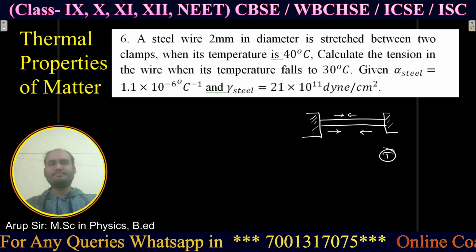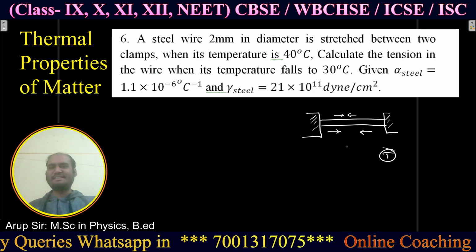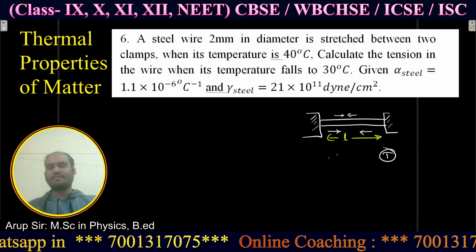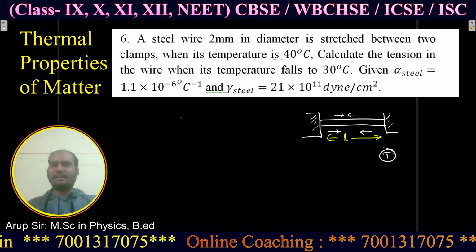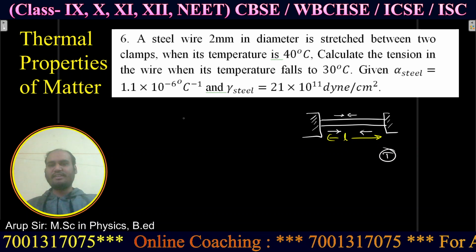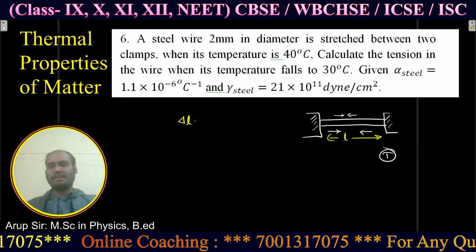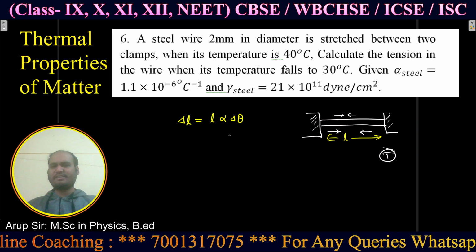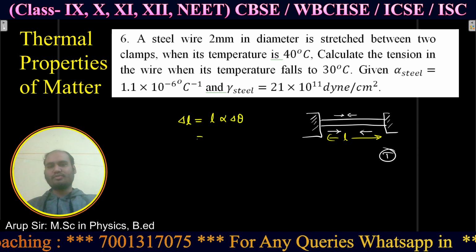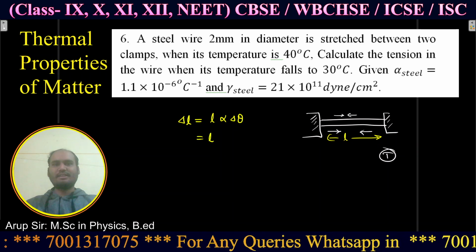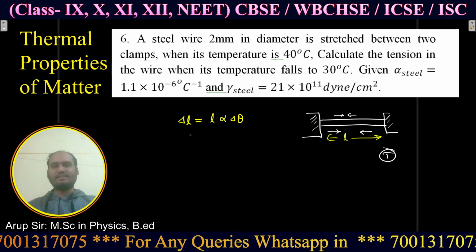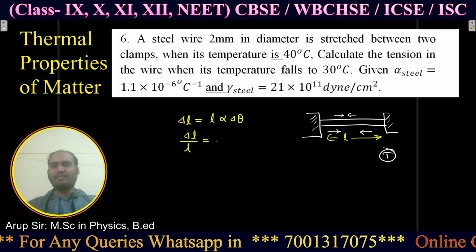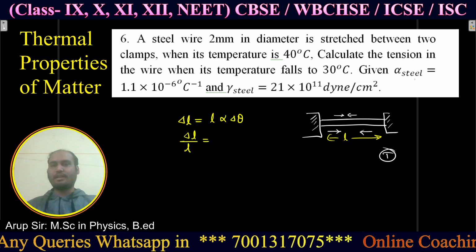Now initially its length was the same. I am considering that the initial length was L. So what is the change in length? Delta L is equal to L alpha delta theta, delta theta I am writing. L is the original length. So basically delta L by L is equal to alpha into delta theta. What is the value of alpha for steel?